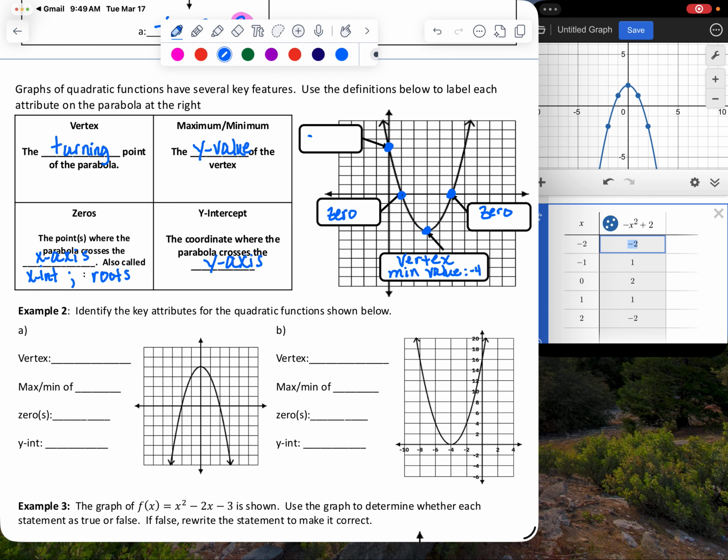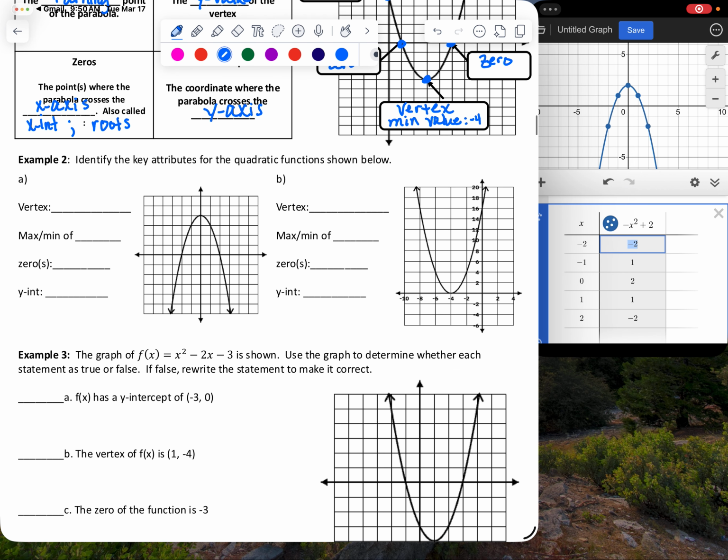This is where it touches the y-axis. And so we would label that as our y-intercept. So these are some terms you need to be very familiar with when you're dealing with parabolas. Luckily for you, a lot of you have already heard these terms when you're dealing with linear functions. So most of these terms, except for vertex and minimum, you used when you were graphing lines.